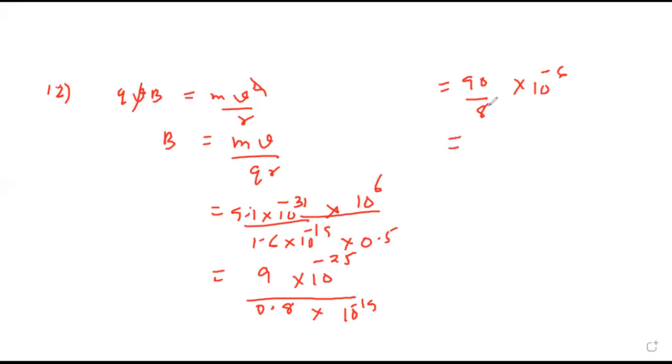8 into 1 is 8. Remainder 1. 8 into 1 is 8. Remainder 2. 8 into 16 and 4. So we can round off as 1.13 × 10^-5 Tesla, option A.